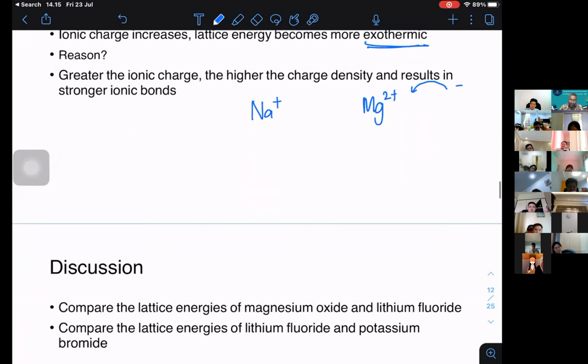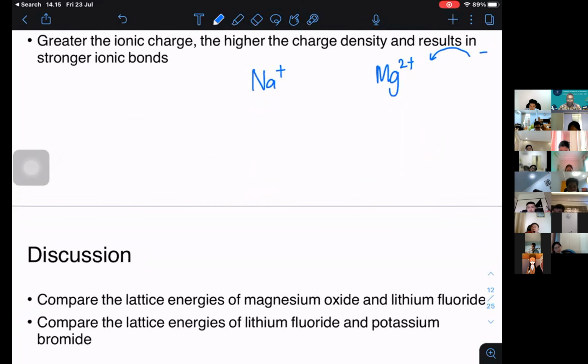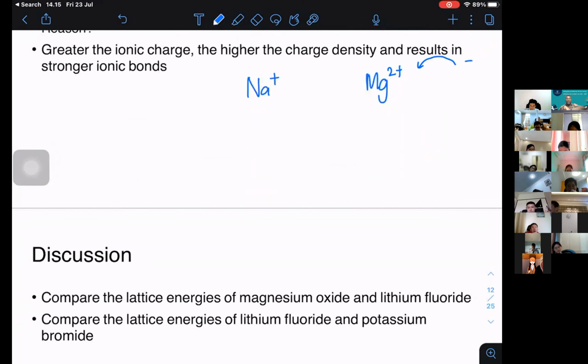So now let's compare. Compare the lattice energy between magnesium oxide and lithium fluoride, and compare the lattice energy of lithium fluoride and potassium bromide. So how to compare? MgO and LiF. Kendru, can you try over here? MgO and LiF, which one do you think is more exothermic? Both of them will be exothermic. Which one will be more exothermic, Kendru?